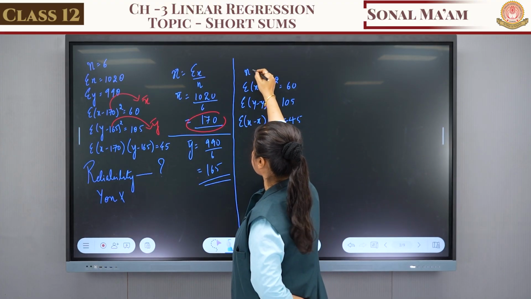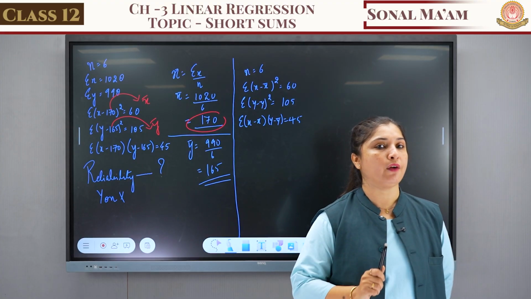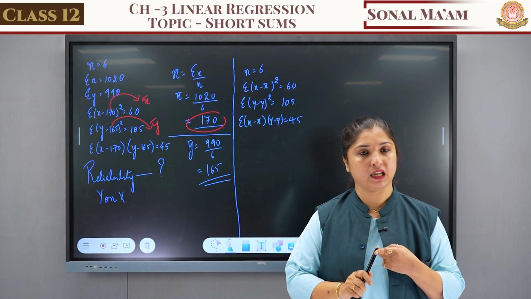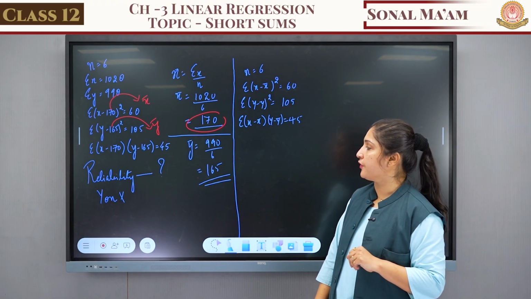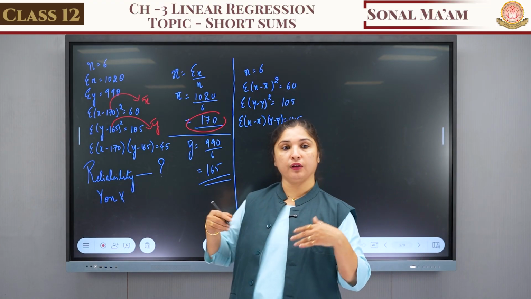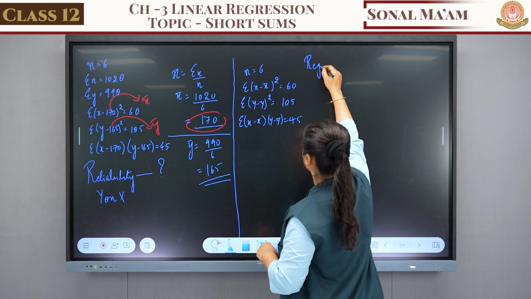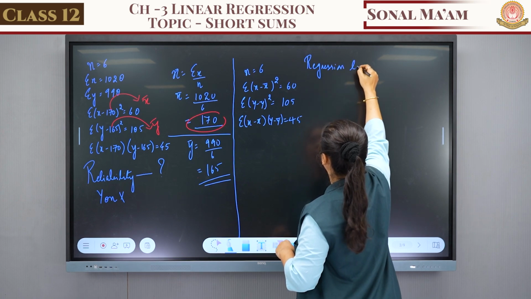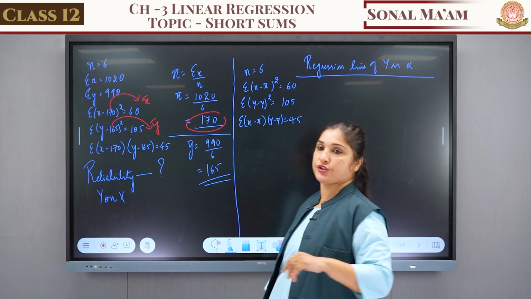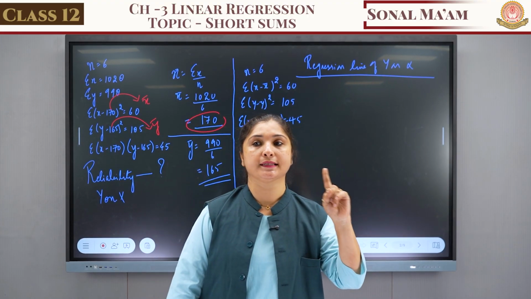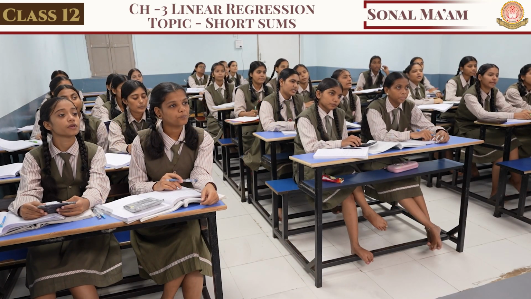Okay, n was given to us as 6. As I already told you in the short sums, depending on the data given to us, we have to use the formula. So first of all, we will do the y on x part. We'll find the regression line of y on x, and as I told you, for the regression line of y on x, my first step is to find out b.